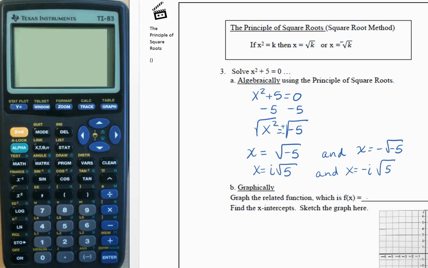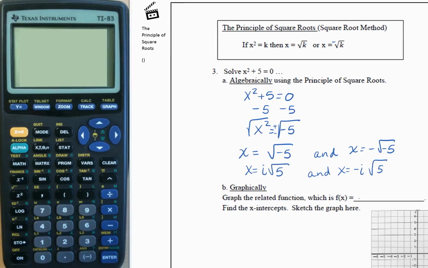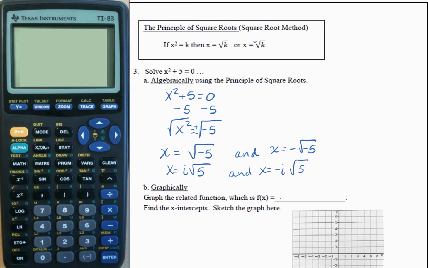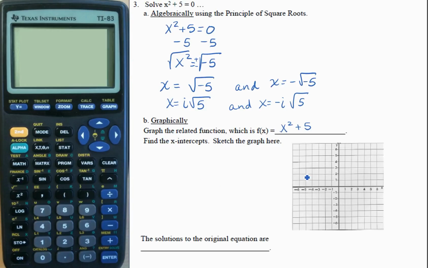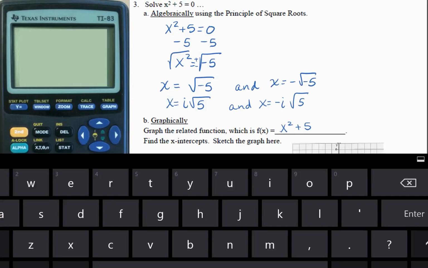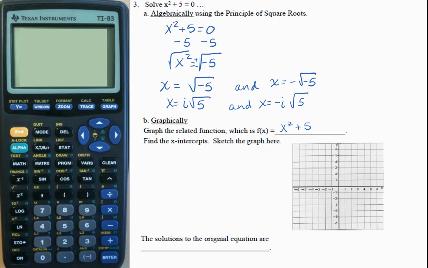Now let's see what happens if we look at the graph of this function. So if we look at f of x equals x squared plus 5, well, let's just even see what happens, and we're looking for the x-intercepts. If we think about the graph of x squared, adding 5 to the end of it is just the transformation up 5. So that's going to look like this. And you'll notice there are no x-intercepts.